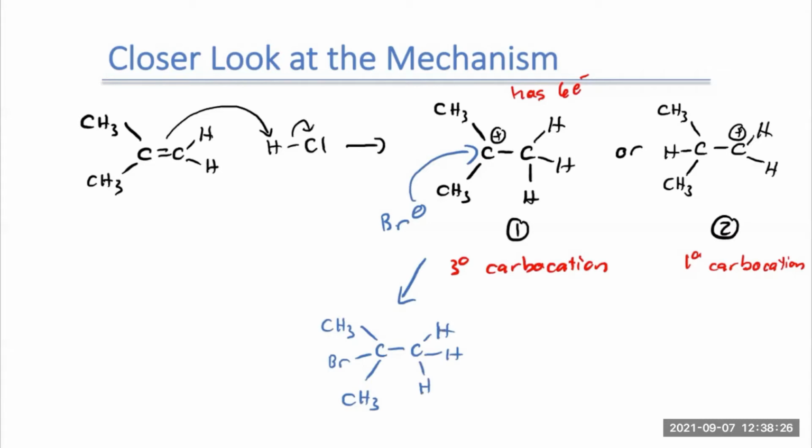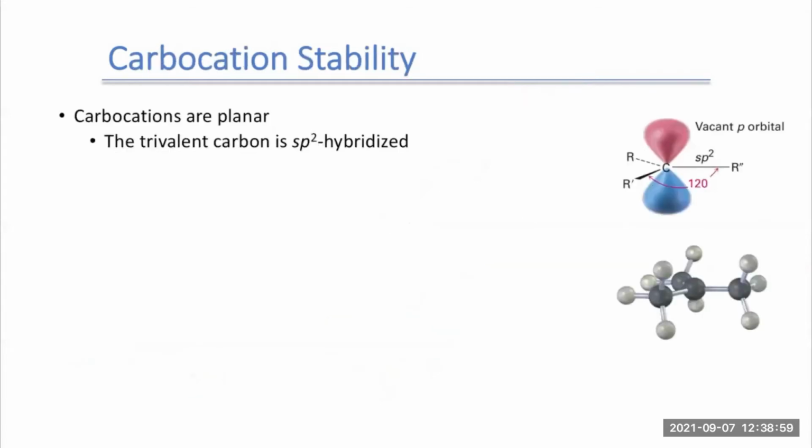It follows the Markovnikov rule, which means if you have an asymmetric double bond, you can predict what the product will be, as long as you remember the Markovnikov rule where the carbocation goes on the more substituted carbon. And so we can see this if we look at the stability of our carbocations.